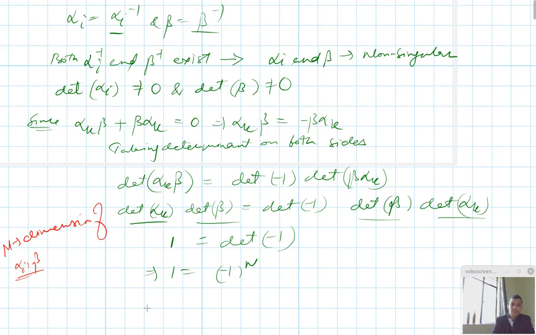So minus 1 raised to power n equal to 1 means that n is an even number. So n is either 2, 4, 6 and so on. So these are the possible dimensions of alpha and beta, or the Dirac matrices.